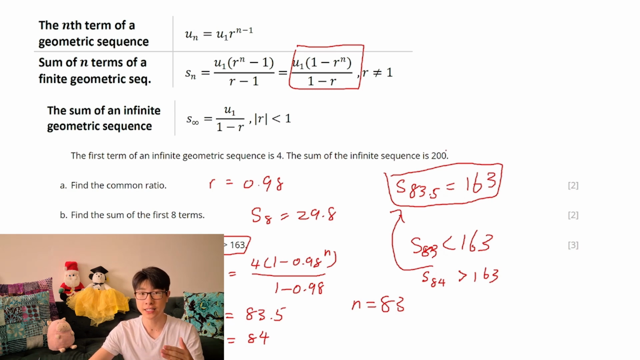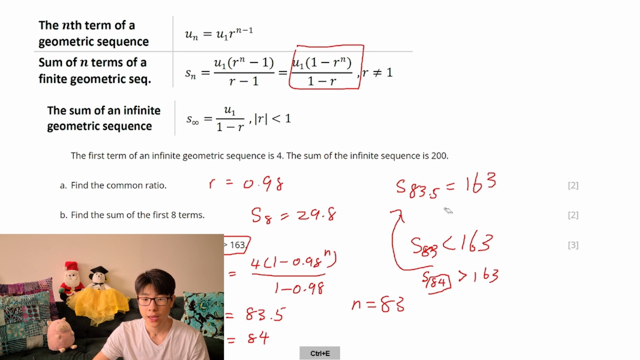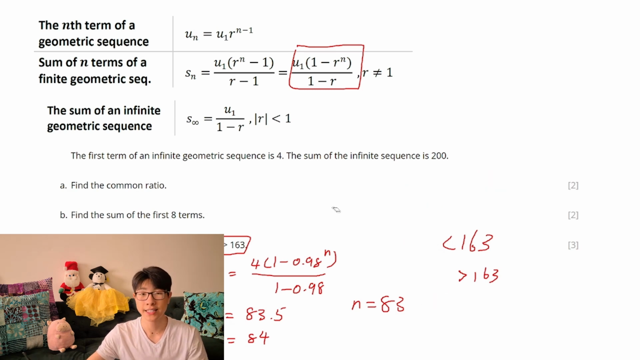Therefore, anything less would result in it being less than 163, and any integer more for n would be greater, right? Obviously negative numbers can come into play, but in this case, since our common ratio is a positive number, the sum of the first n terms will always be positive, and it will be increasing for every value that n increases.